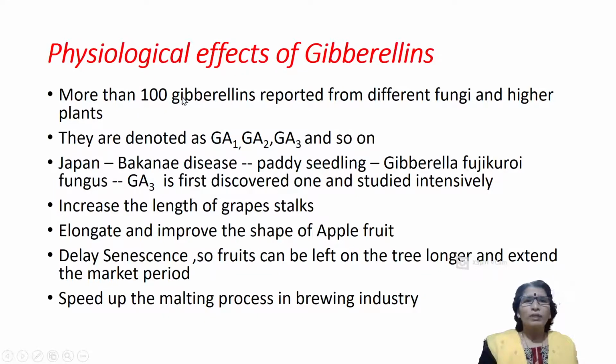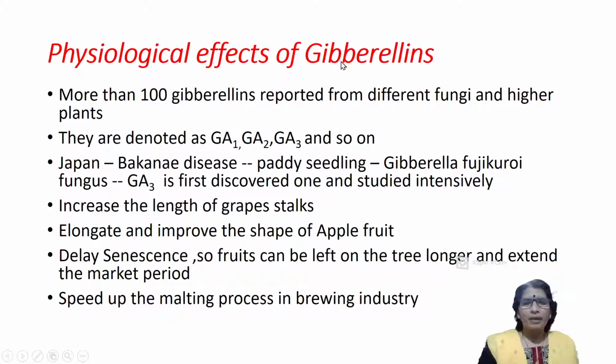Up to now, more than 100 gibberellins have been reported from different fungi and higher plants. All these gibberellins are denoted as GA1, GA2, GA3 and so on. First, in Japan, paddy seedlings were affected by Bakane disease, which is caused by Gibberella fujikuroi. Gibberella fujikuroi is a kind of fungus. From this, GA3 was first isolated by scientists. So GA3 is the first discovered one and it is studied intensively.